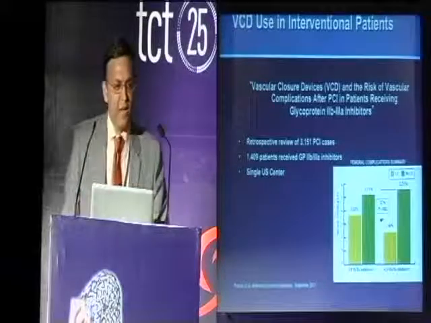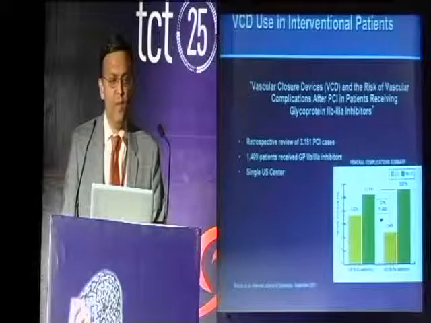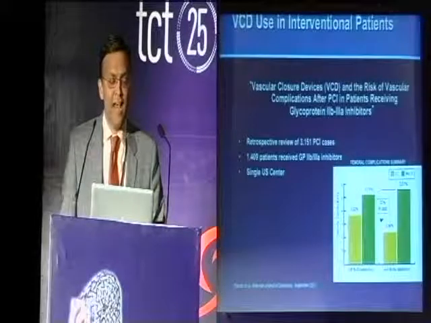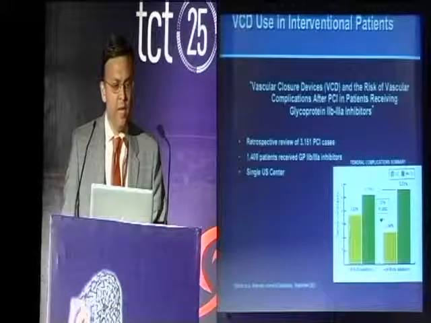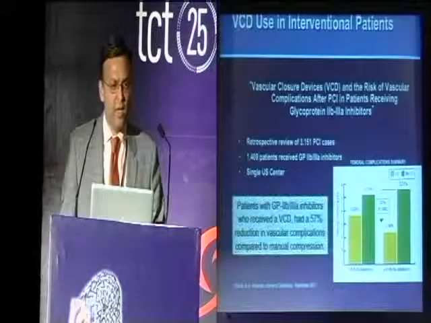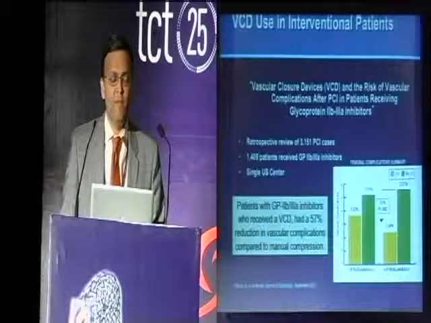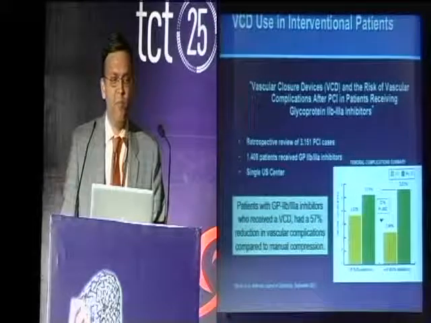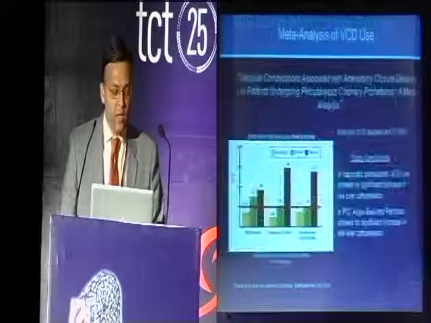So this, for example, is one from 2001, early on in the GP2B3A inhibitors, which were coming into vogue as standard therapy for PCIs. In this retrospective series, at least, people who received a vascular closure device had a 57% reduction in vascular complications when compared to manual compression.